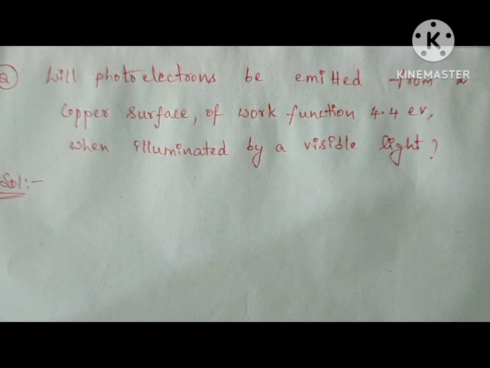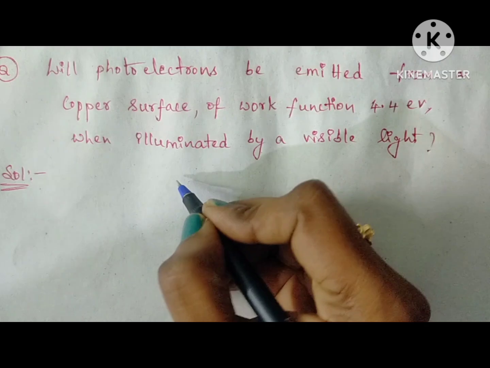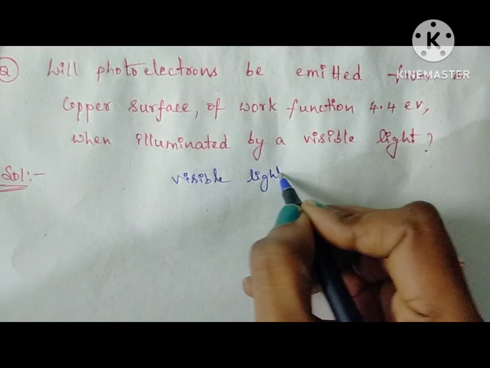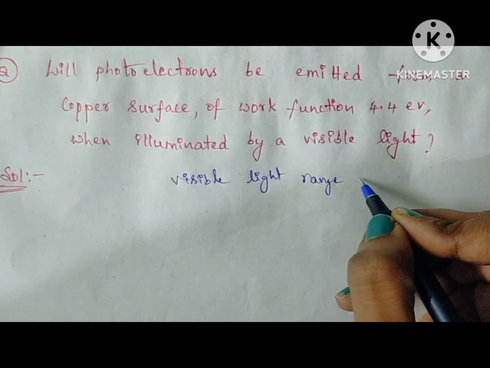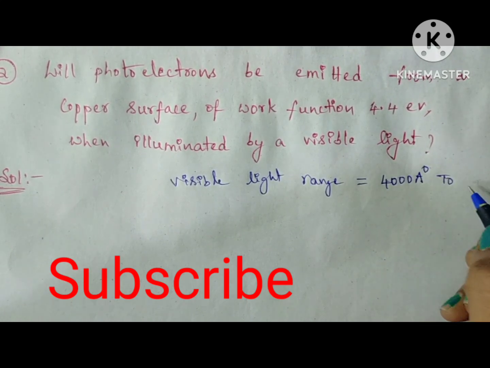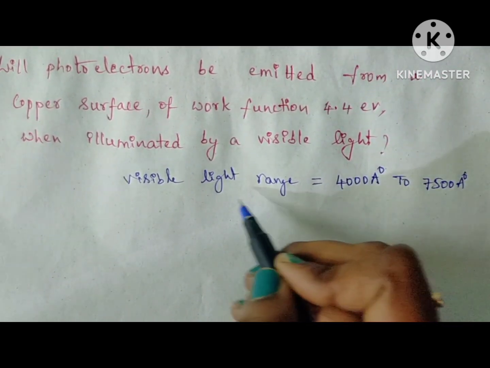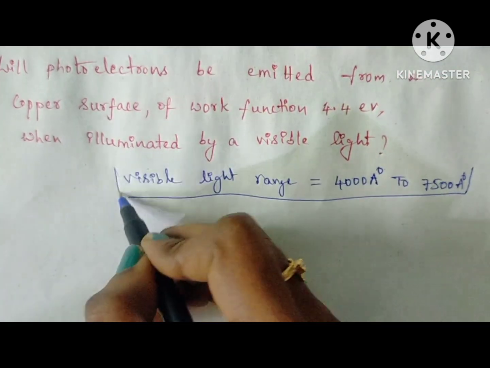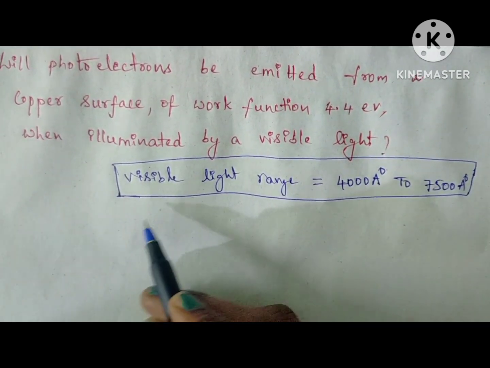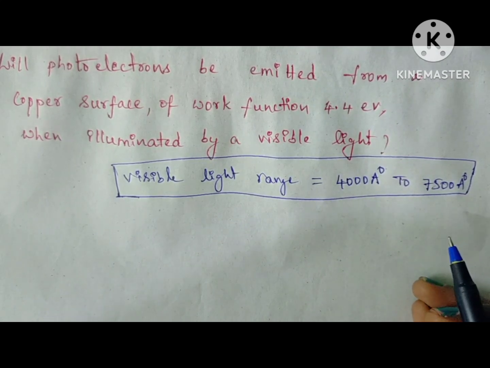by a visible light? We already know that the visible light range is between 4000 angstrom to 7500 angstrom. This is the visible light range. This is very important for the sessions. We need to remember this value. The visible range is between 4000 angstrom to 7500 angstrom.